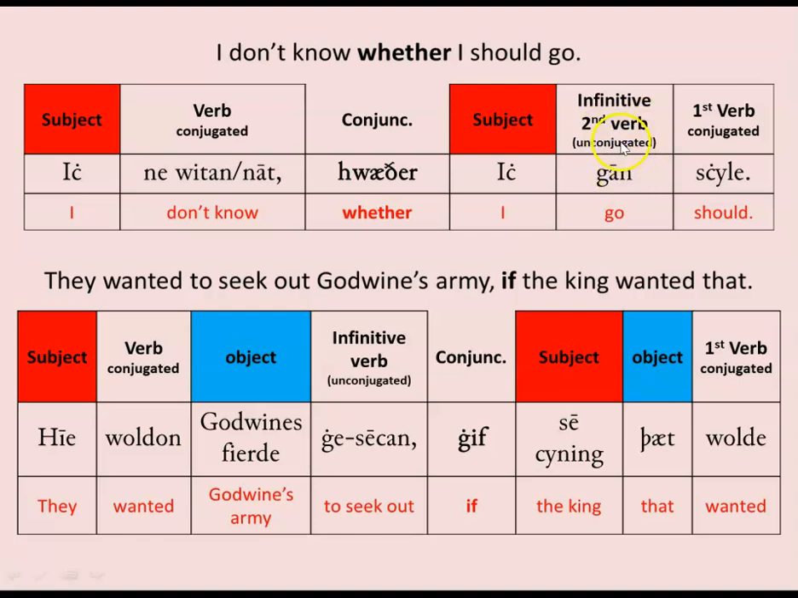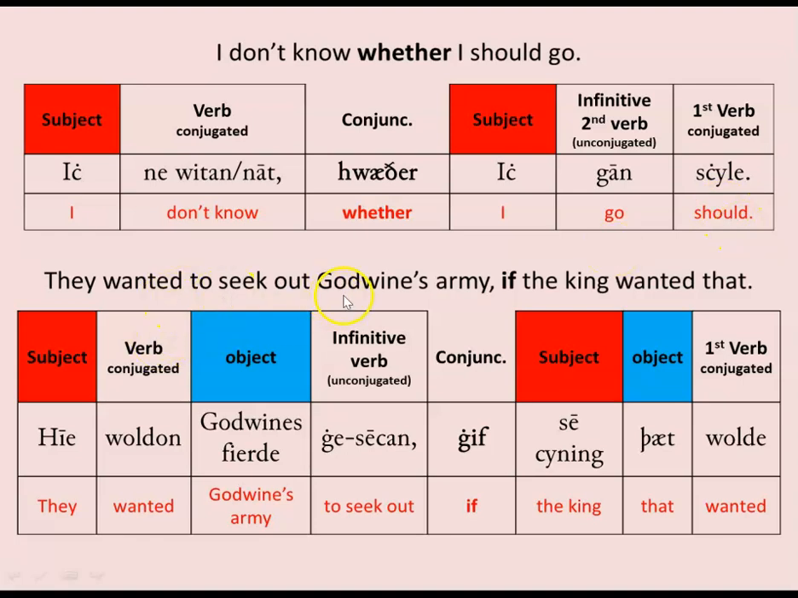In its infinitive unconjugated form is gone. So I, first person present tense singular. First person present tense singular for should is schule. I should, and then go. So the verbs all go to the end here in the subordinate clause. This is the main clause, the independent clause. This is the subordinate clause or the dependent clause.